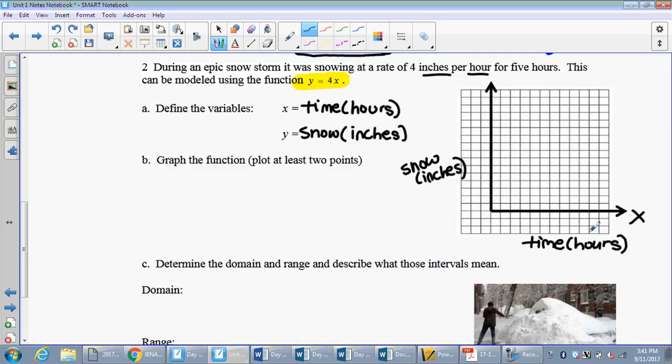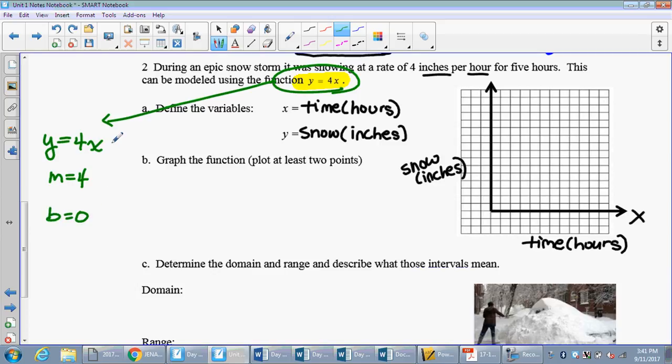Graph the function, plot at least 2 points. Well, a blast from the past from Algebra 1: y equals 4x. So that means that my slope is 4. My y-intercept is 0. There's an invisible plus 0 that's not written, but I could write it. So plotting 0 here. Ooh, look, I don't really have a scale here. So maybe we count by ones. So 1, 2, 0. 1, 2, 3, 4, 5. This would be 5.